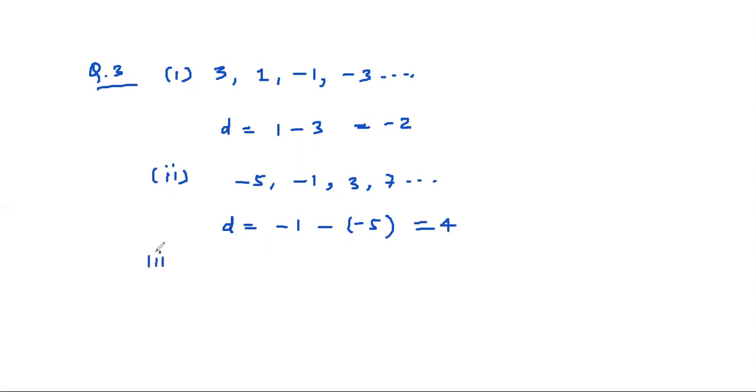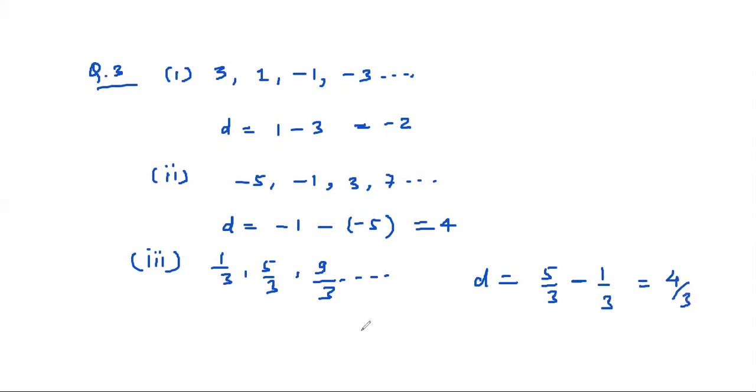Let's go to next part. Next part is 1 by 3, then 5 by 3, then 9 by 3, etc. So D will be second term minus first term, that is 5 by 3 minus 1 by 3, which will give 4 by 3. Then last part, it is 0.6, then 1.7, then 2.8, etc. So here D will be second term minus first term, 1.7 minus 0.6 will be 1.1.